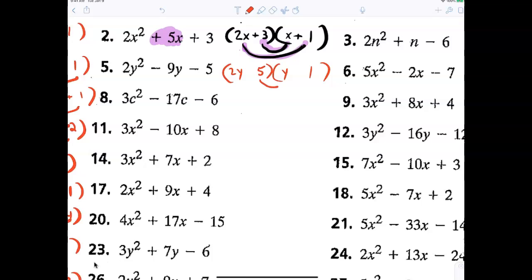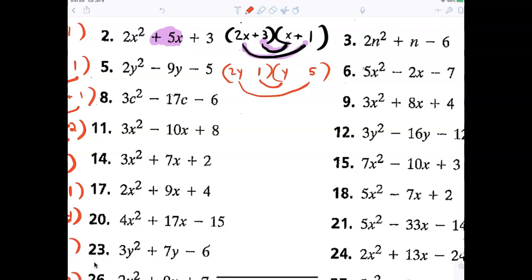Now I do the smiley face. How much is that? And how much is this? Is there any way to make 9 with 5 and 2? No, so it can't go that way. All right, so now I'm going to erase the 5 and erase the 1, and I'm going to put the 5 over here, and I'm going to put the 1 over here.